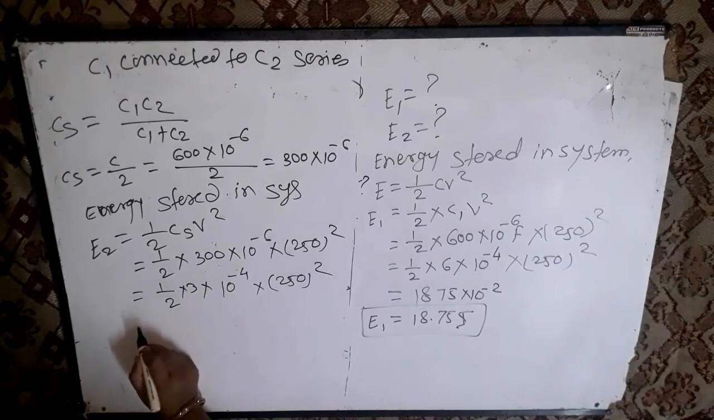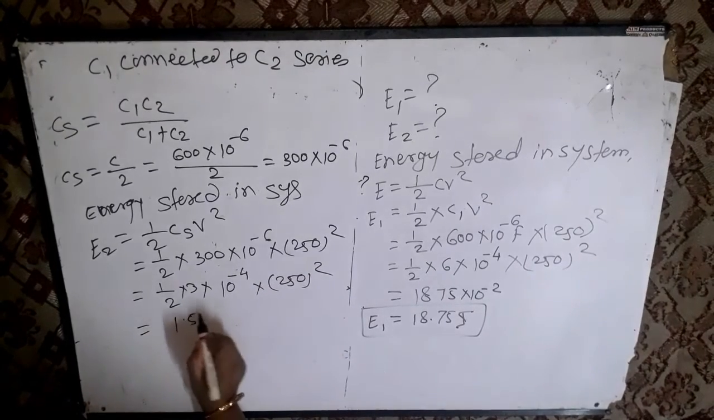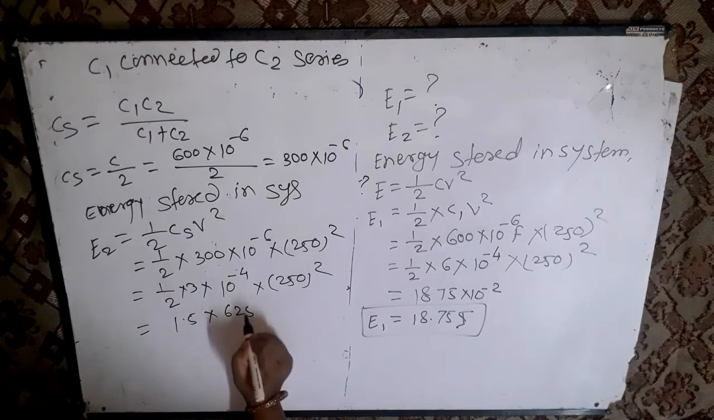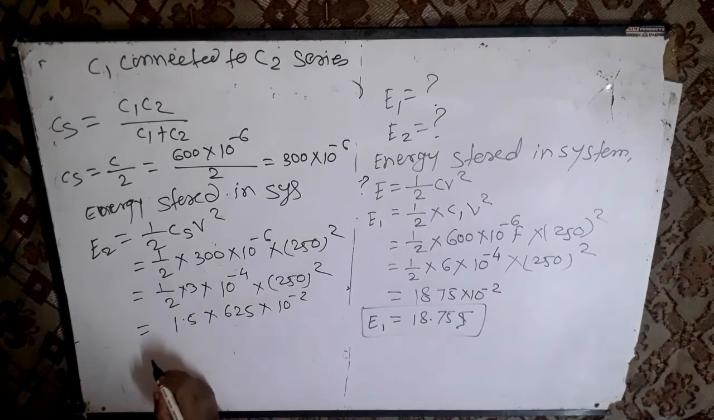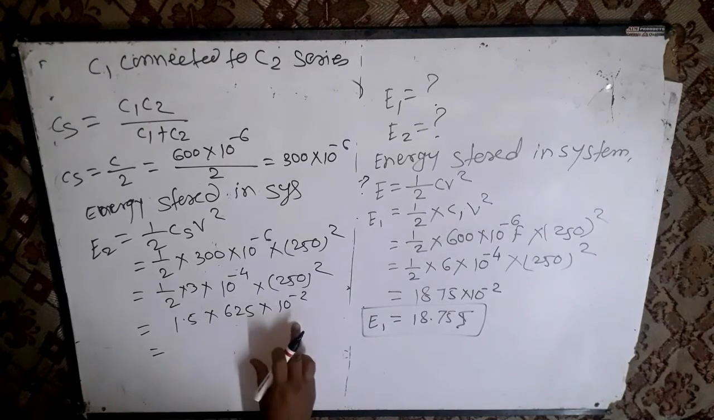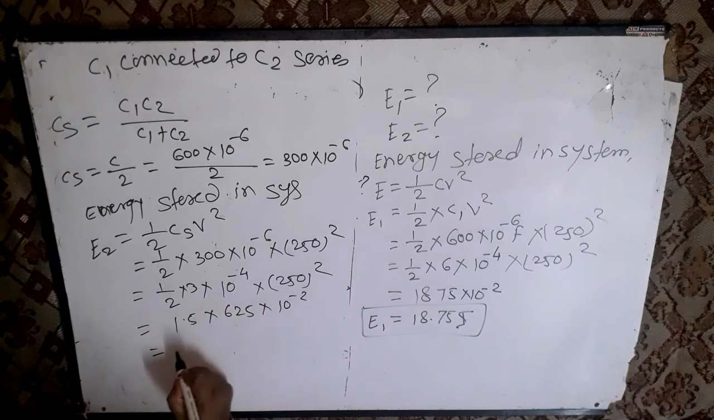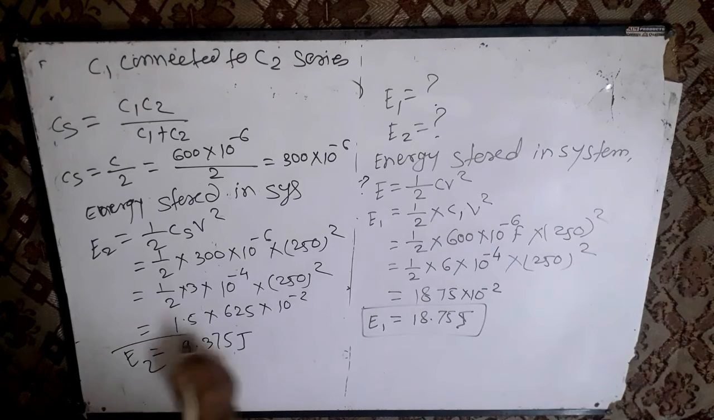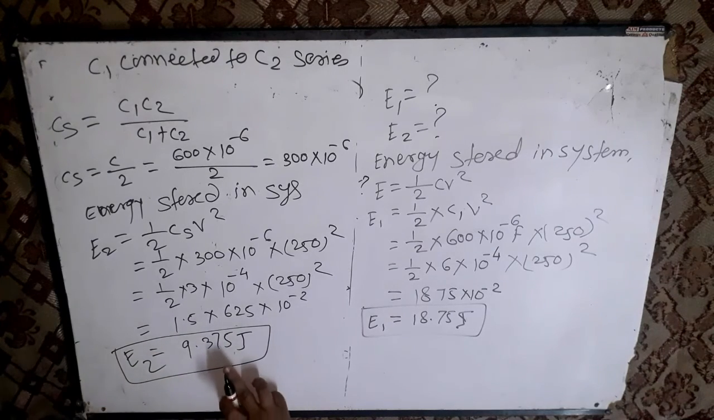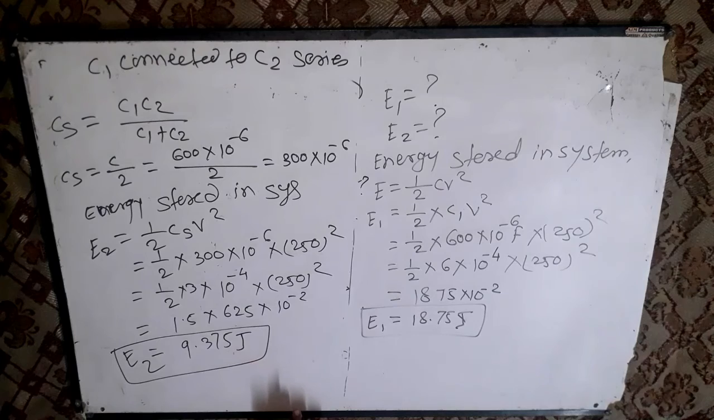Again modify this step. That is 1.5 into 6.25 into 10 raised to power minus 2, which is the multiplication of all these steps. So E2 is equal to 9.375 joule. And this problem is completely solved.